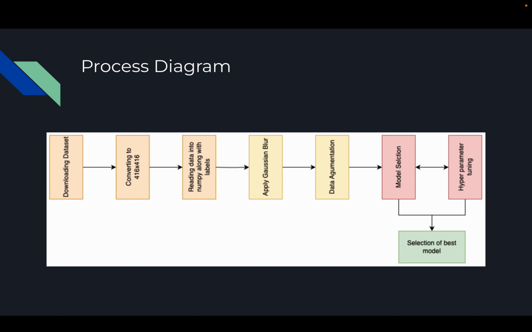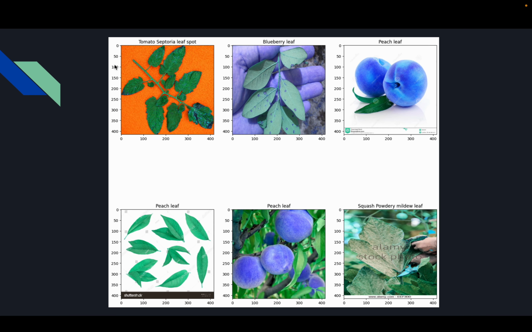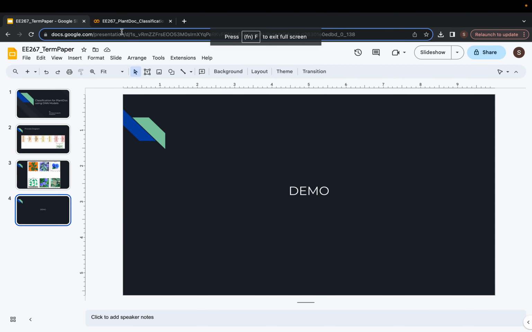So let's look at the code. Before that, let's see how the images look. These are 6 different images randomly picked along with their classes on the top. These are the different images of leaves, and we are going to classify these images into their respective classes. So let's look at the demo.